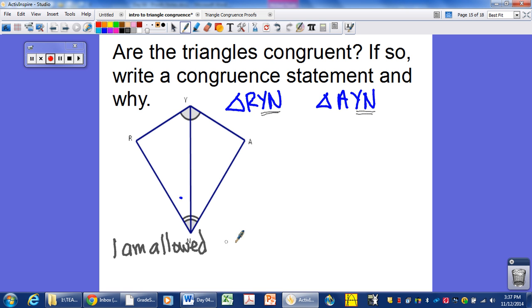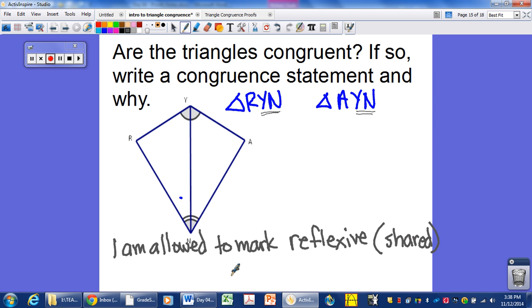Okay, remember you can't mark things unless they are vertical angles or shared sides. I'm allowed to mark shared sides. In fact, we call those shared sides reflexive sides. It's the reflexive property. Reflexive or shared sides.